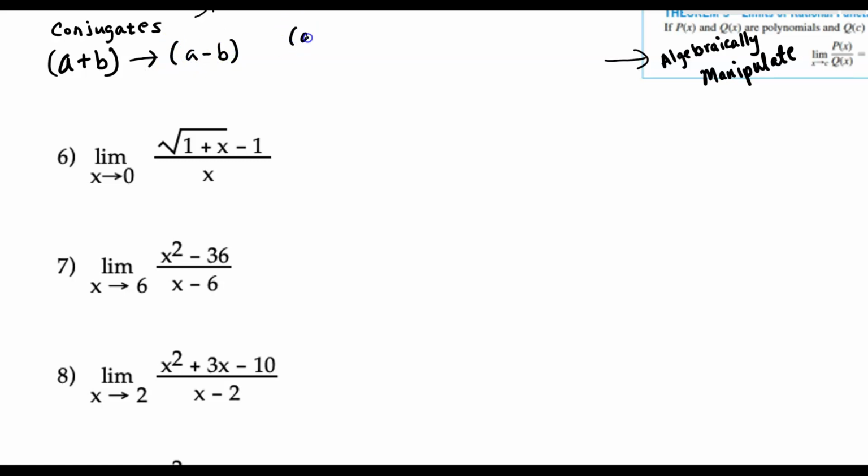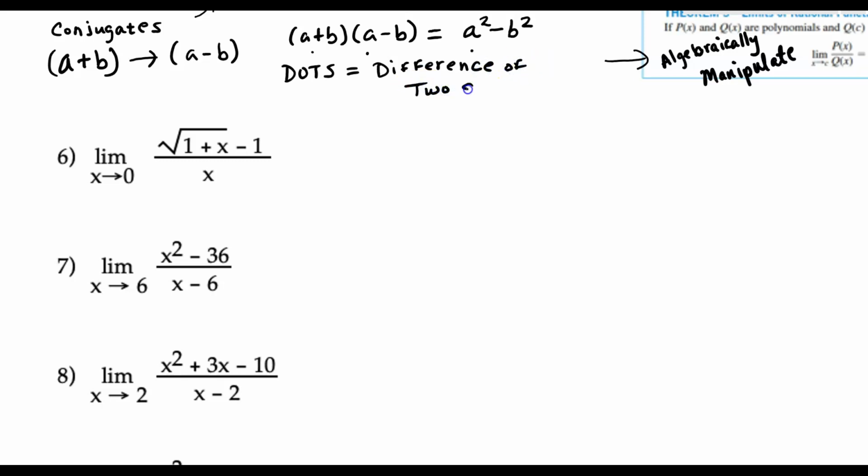When you multiply a plus b times a minus b, you get something called a difference of two squares. I want you to verify this by the FOIL method, that when you multiply this times this, you get this. It is a difference of two squares. I call this DOTS. My students often remember this because it is my favorite candy. Difference of two squares.